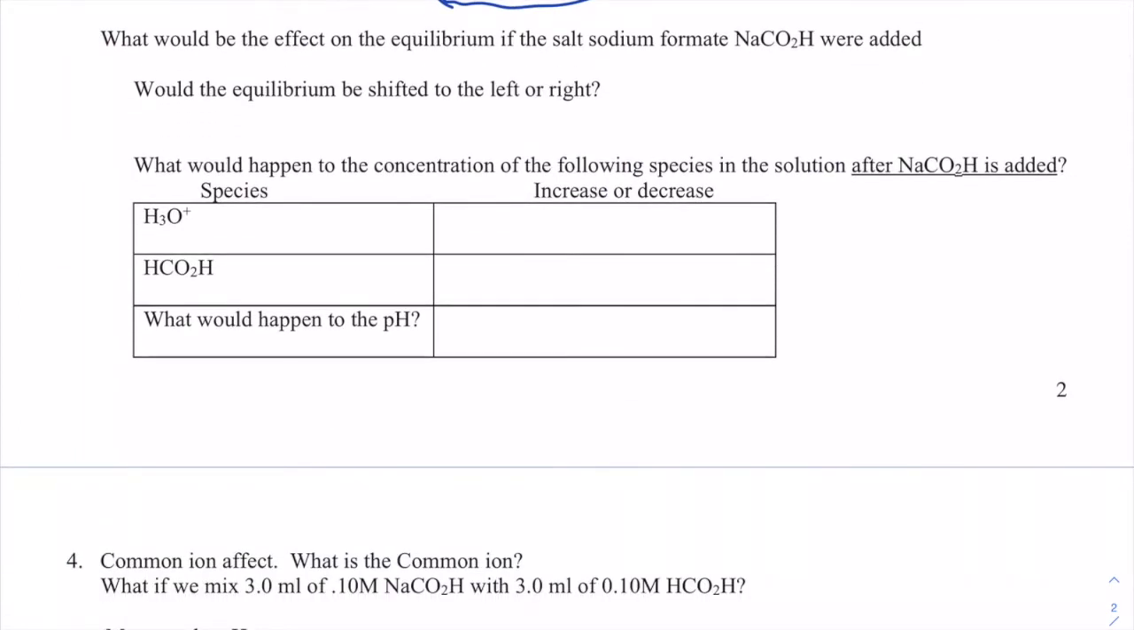So what would happen to the concentration of hydronium in that case after the salt with the common ion is added? What would happen to our acid? Would that go up or down? What would happen to the pH? These are very important questions. And I'm going to go ahead and do the calculation, and then you can come back and fill that in.